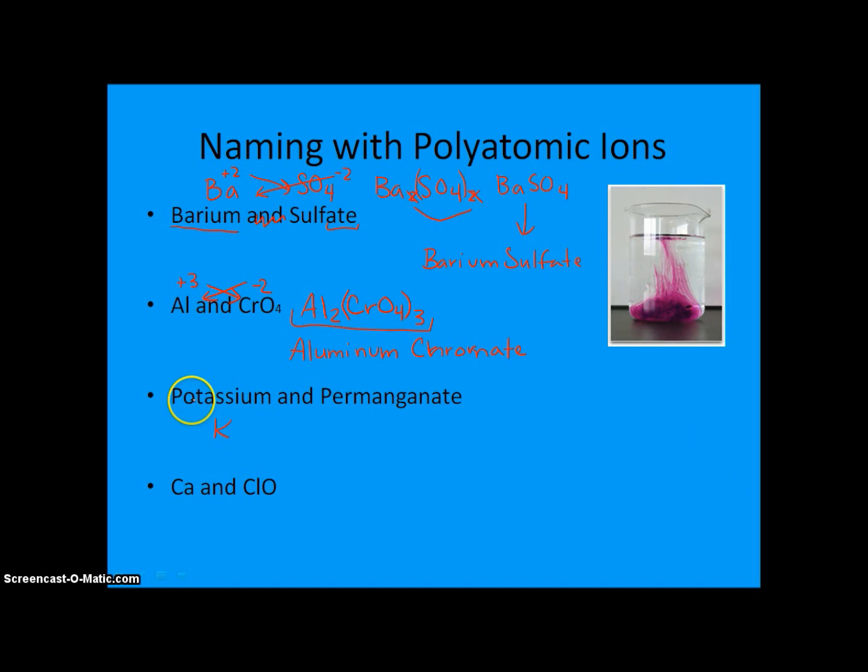A lot of trouble. Okay, so this is potassium, and it's a positive 1 charge. We have permanganate, which is MnO4, with a -1 charge. And this over here is potassium permanganate, and Mr. Fitzsimmons reminded me of this cool compound.